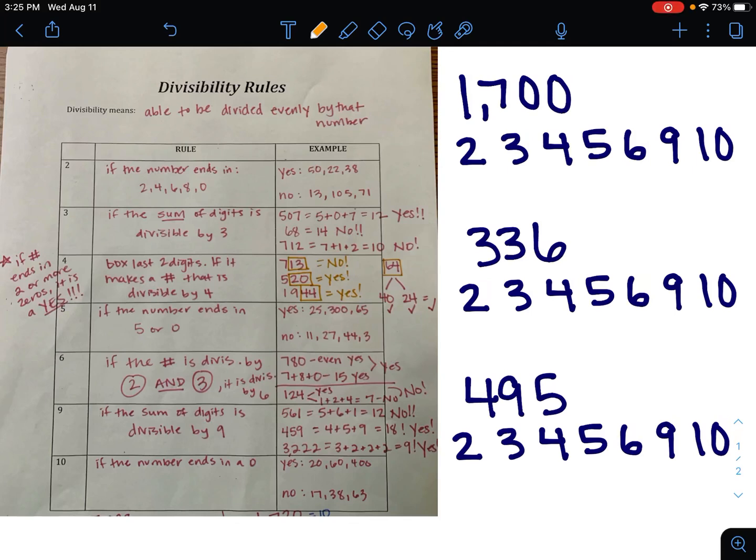Hi guys, what I have here is divisibility rules, and I'm going to be going through how we use them on these numbers to figure out if each number is divisible by 2, 3, 4, 5, 6, 9, and 10.